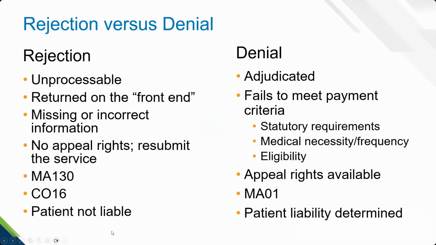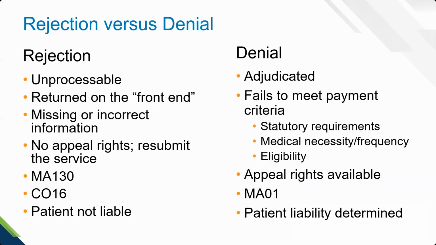This slide shows the difference between rejections versus denials, and they really are two different things. I think sometimes we all tend to use one of those words in place of the other, but really and truly for Medicare, these are really different things, and you need to recognize that. A rejection occurs when the claim is not processable. It's called unprocessable by CMS. It's returned on the front end. It's actually never adjudicated. The reason why the claim is rejected is because something's illogical. Something's missing or incorrect on that claim.